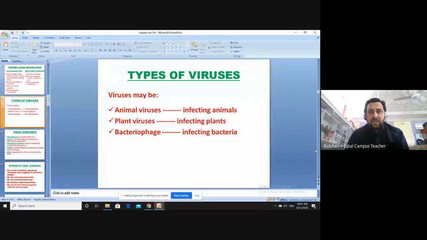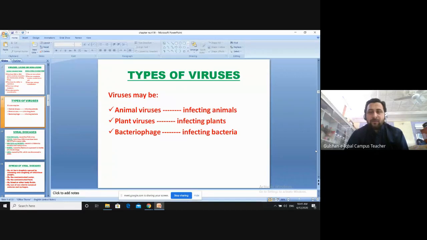Now we can categorize viruses into three basic categories: animal viruses, plant viruses, and bacteriophage virus. Animal viruses are those viruses which infect animals. Plant viruses are those viruses which infect plants. Bacteriophage virus is that virus that infects bacteria.